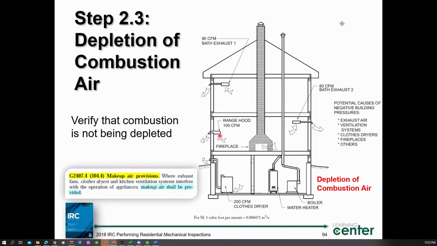I've got a range hood. We're cooking dinner. Maybe it's around the holidays or something. The stove's on. I've got a range hood blowing out 100 CFM. Bathroom, 80 CFM. Perfect storm. You see what's happening here? You know what's happening in here, don't you? Sure. It's negative. It's going negative, man.